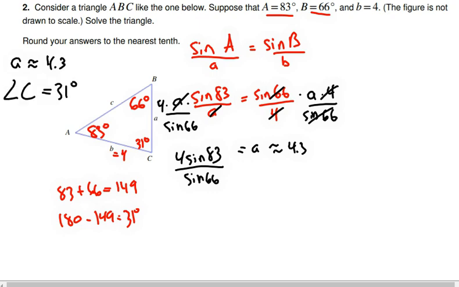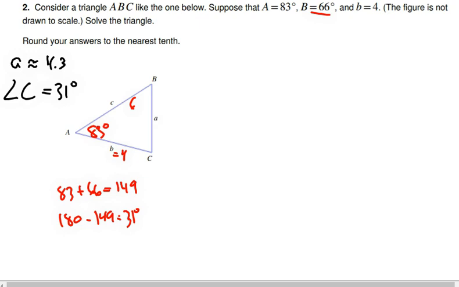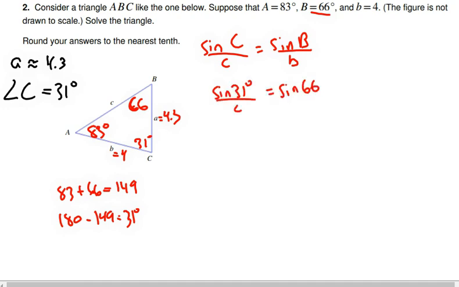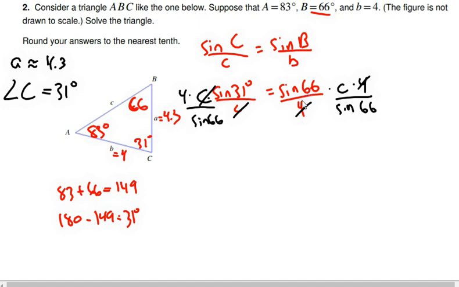I'll also write angle C is 31 degrees. I raced a little bit too much, so now I'm looking for little c. So I'll say sine of angle C over little c equals sine of angle B over little b. And I've got a number here for that, so I'll multiply both sides by c, multiply both sides by 4, divide both sides by sine 66. I'll slow this down just a little bit to see what's going on here. Rewrite as needed. c is equal to 4 sine 31 over sine 66.